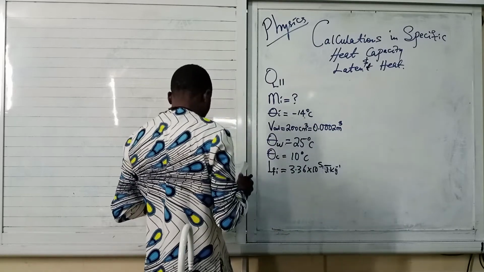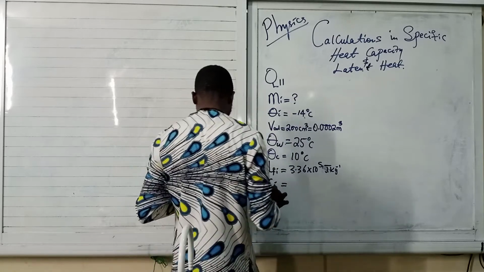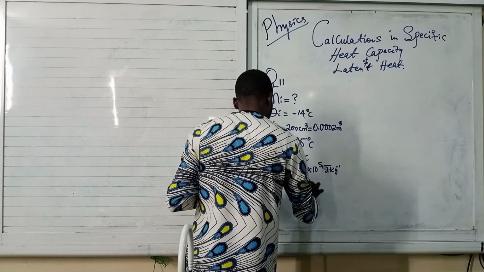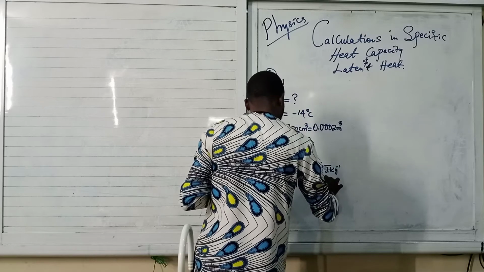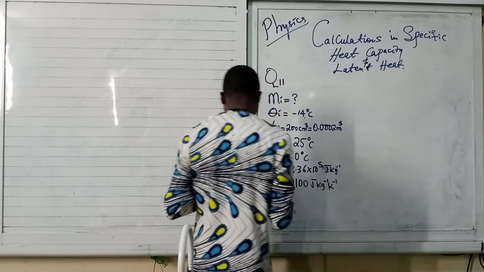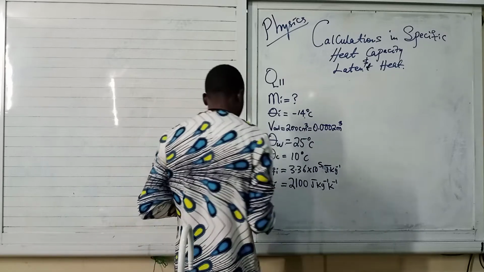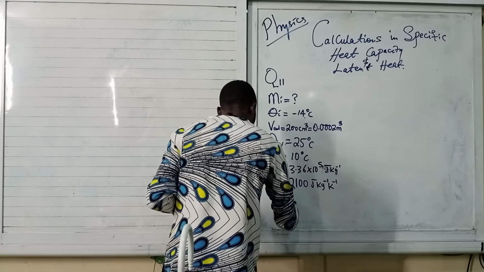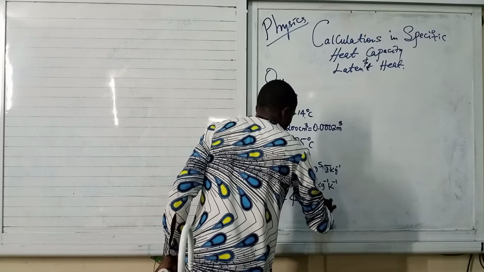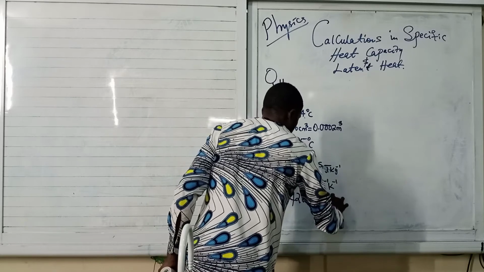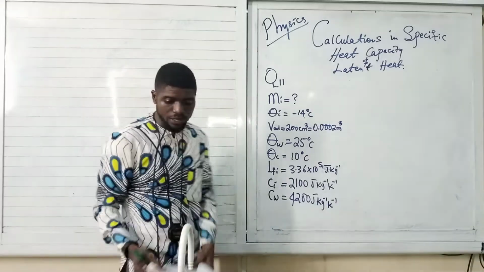And then the specific heat capacity of ice is given to be 2100 joule per kilogram per Kelvin. And then the specific heat capacity of water, CW, is 4200 joule per kilogram per Kelvin. So these are the available data in the question.